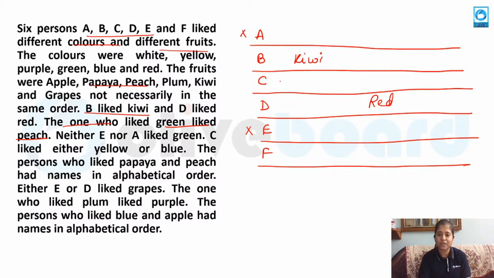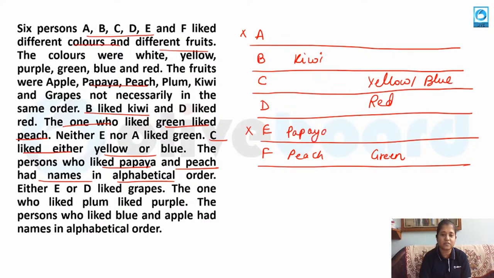So green and peach can be either in C or in F. But it is given that C liked either yellow or blue, so that means this person is also not liking green. So green has to be this person, and this will be peach. Then we have the persons who like papaya and peach had names in alphabetical order. That means papaya has to be this person.